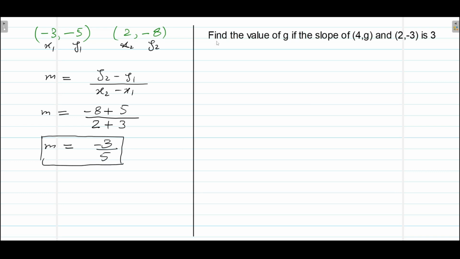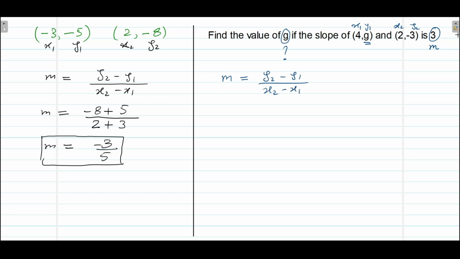So let's consider one more example in which it's clearly mentioned that you have to find the value of g if the slope between these 2 points is 3. So in this question, I am concerned about the value of g. Given that I have these 2 points, this is x1, this is y1, this is x2, and this is y2. And this value right here is the value of m, or you can simply say that this is my value of the slope.